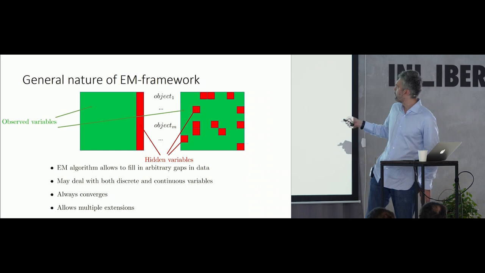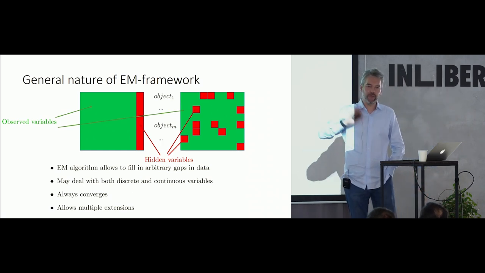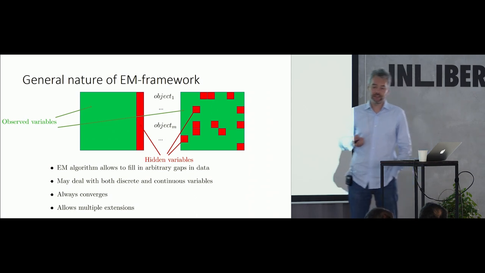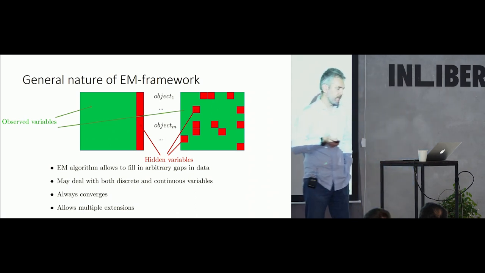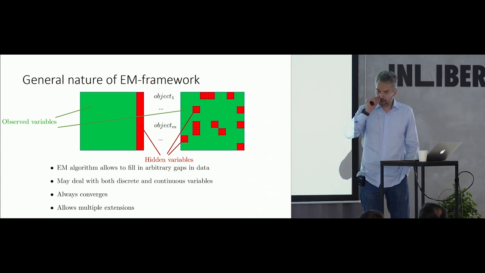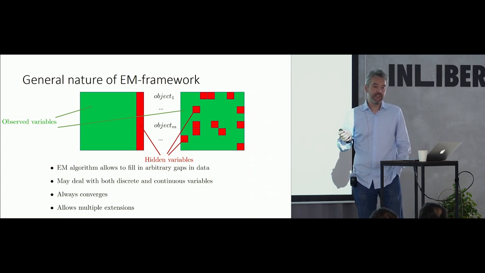So then the relation between observed and hidden variables looks something like this. For different objects, we have different subsets of observed and different subsets of unobserved variables. How can we proceed in this case? What model should we construct if we would like to fit a probabilistic model to our training data? So this problem is known as the missing data problem. And in many practical applications, again, this is the case.